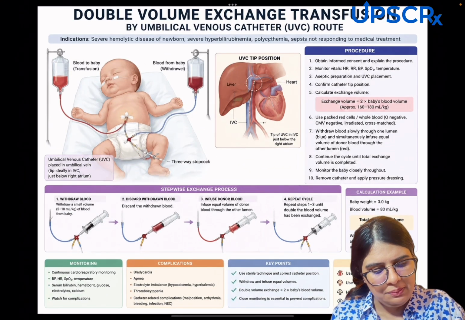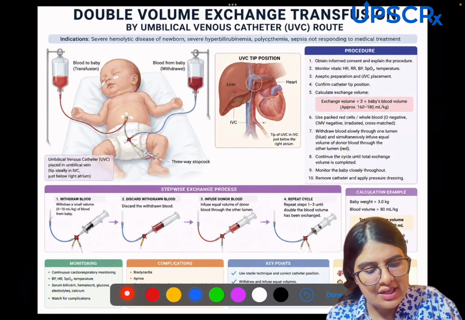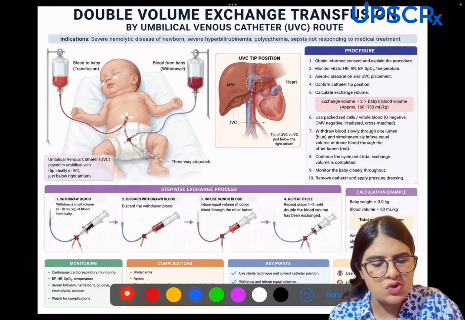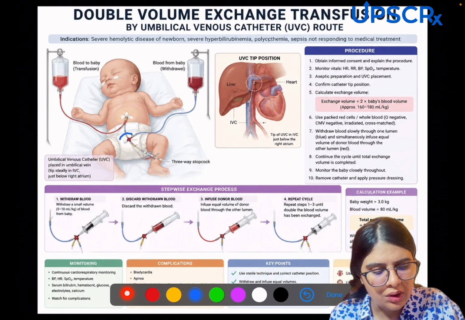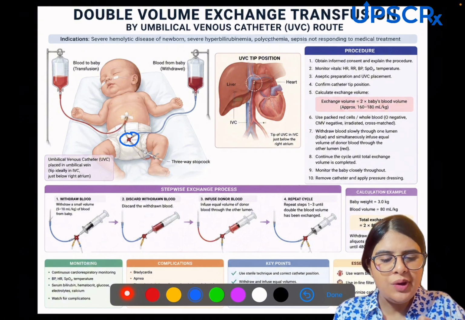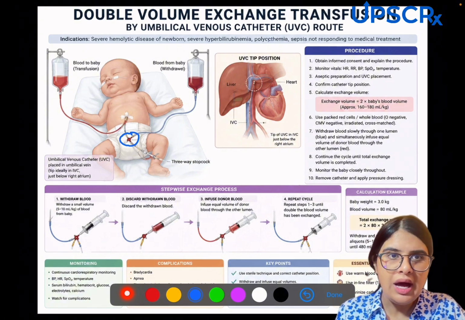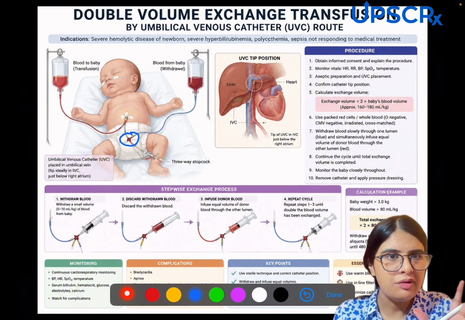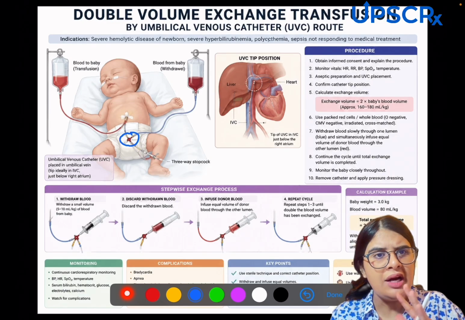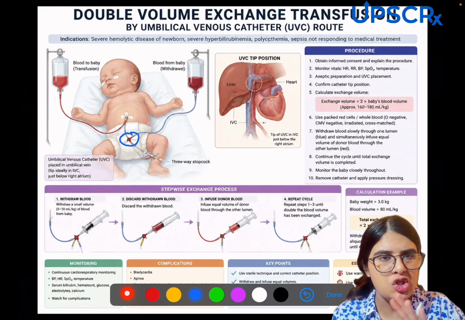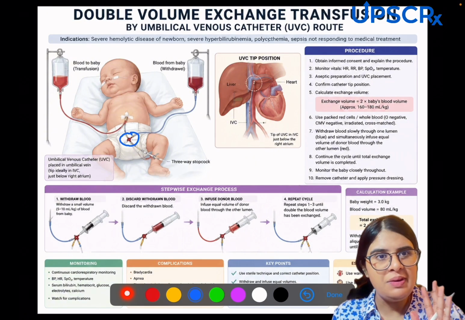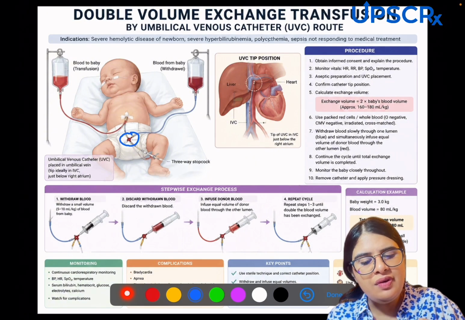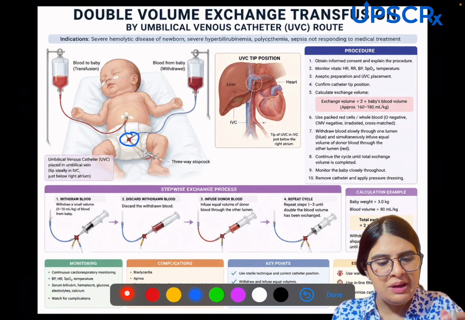So here you see this baby, there is an umbilical venous catheter. To this catheter, we attach a 3-way stopcock. Here we will take one blood bag from the blood bank, and that blood will be cross-matched and everything will be done as per the blood group of the baby, but it will be fresh blood. And we will withdraw the blood of the baby, right?